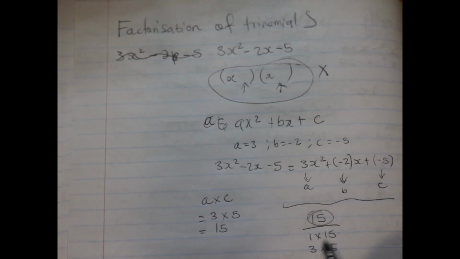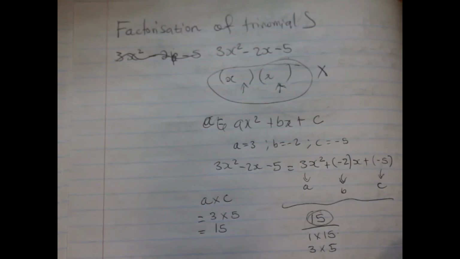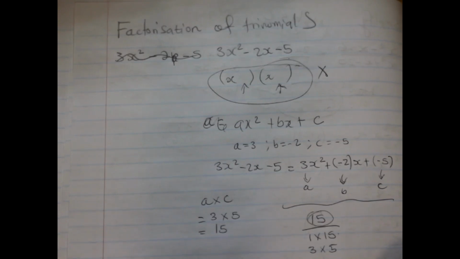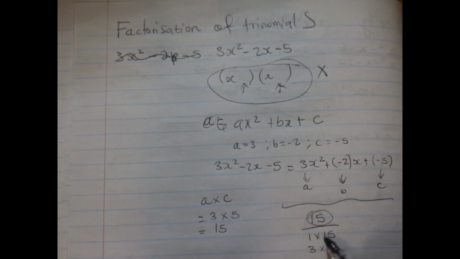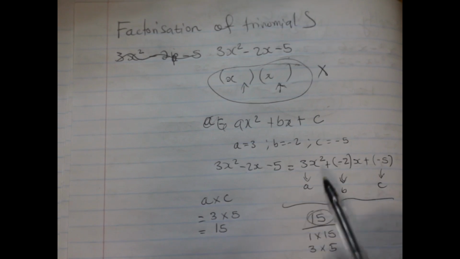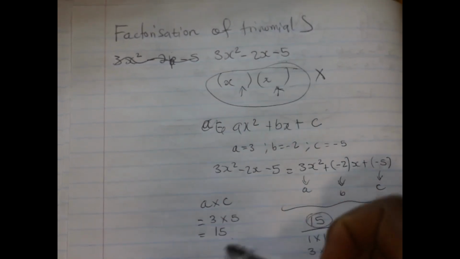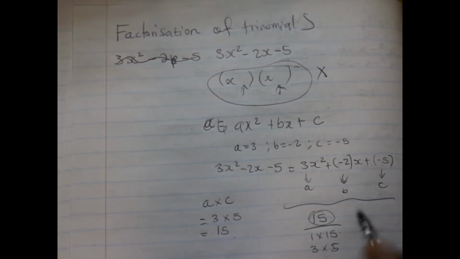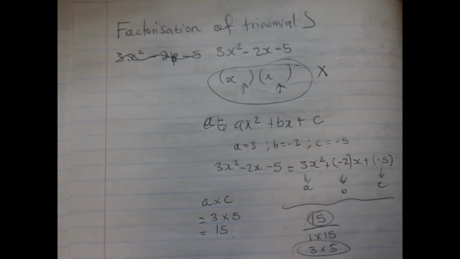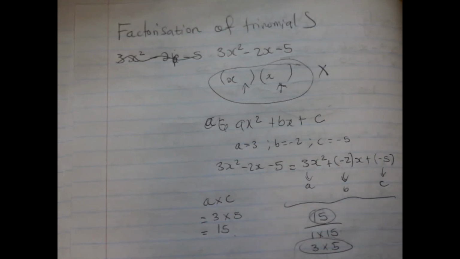Whatever factors we pick here, we are then going to verify if, when we add them, we're actually getting the B. Obviously, no matter what you do, 1 and 15 will never give you negative 2, whether you're adding or subtracting, whatever signs you come up with. It simply isn't going to work. So now we're left with 3 and 5. Let's see what combination is going to work.